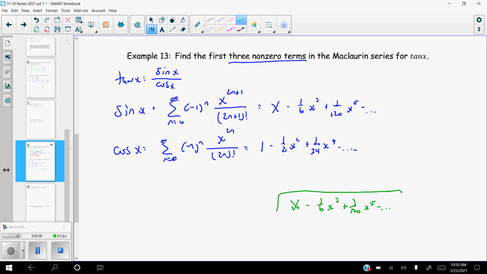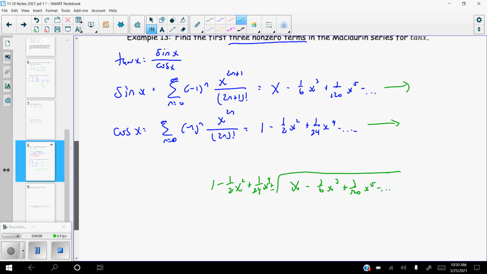And on the outside, we're going to have 1 minus 1/2 x squared plus 1 over 24 x to the 4th, dot, dot, dot. And you might actually think to yourself, well, wait a minute, when we did long division before, we had to do this in descending order. Well, think about it. This is infinite. These things are going to keep getting bigger and bigger as far as the exponents, the further and further we go to the right. There's no way to write this in completely descending order.